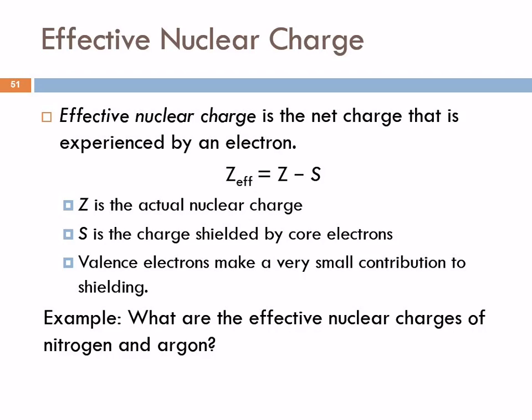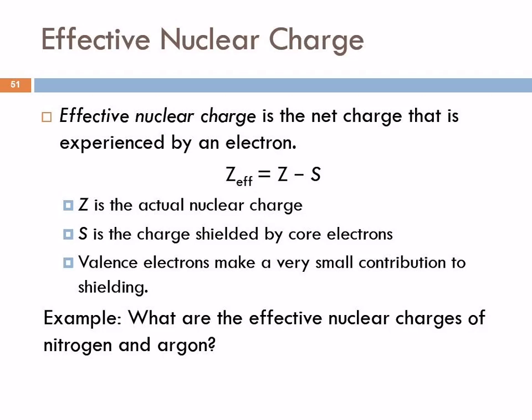So when we talk about effective nuclear charge, the simple way to estimate it is you take the actual charge on the nucleus. That's the number of protons. Z is the atomic number. It's the number of protons. And you subtract the core electrons. So we learned to look at the electron configuration and identify core electrons and valence electrons. Now, there is a little bit of shielding among the valence electrons, but it's small enough that we can just ignore it. So let's look at nitrogen and argon and figure out what are the effective nuclear charges of those 2 elements.